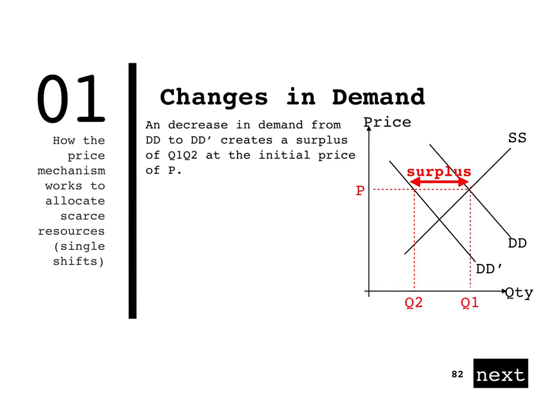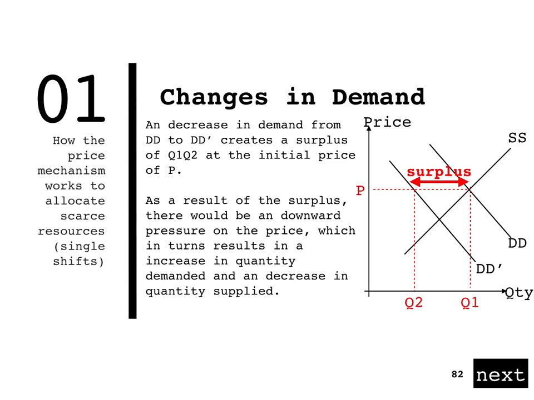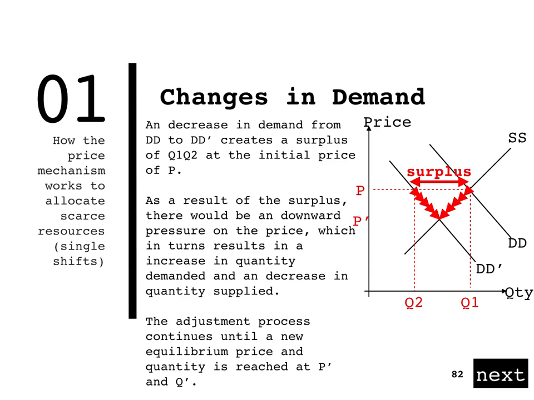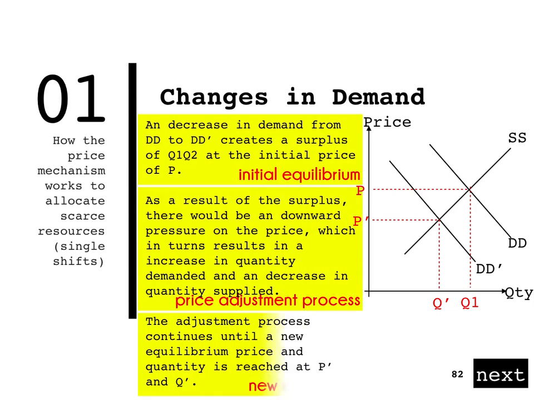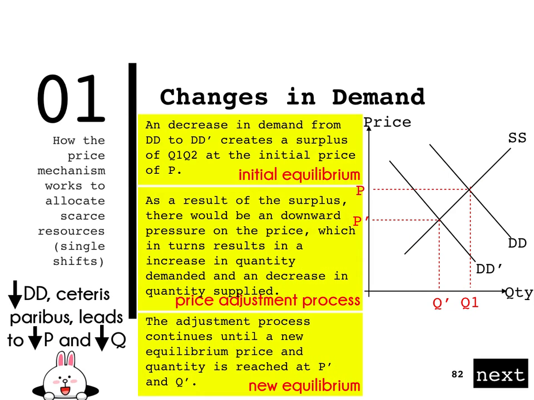Now, do you still remember what this surplus will do to pressure on prices? That's right. There will be a downward pressure on prices, which in turn will lead to an increase in quantity demanded, which means that Q2 will increase, and there will be a fall in quantity supplied due to this fall in price according to the law of supply, which means that Q1 will fall until they both meet at the new equilibrium of P prime and Q prime. So again, the three steps are as you see in the screen right now. And the summary is that the fall in demand will cause a fall in price and a fall in quantity.